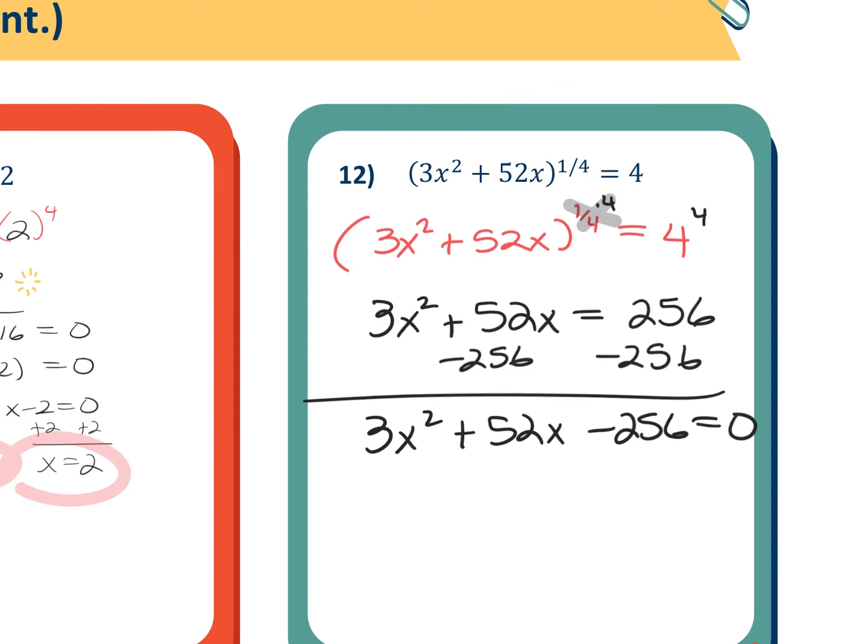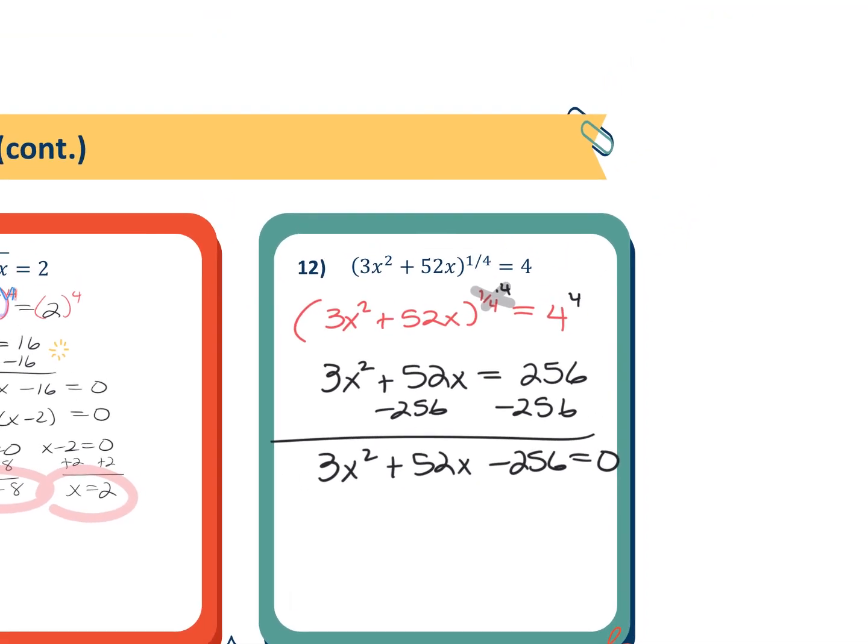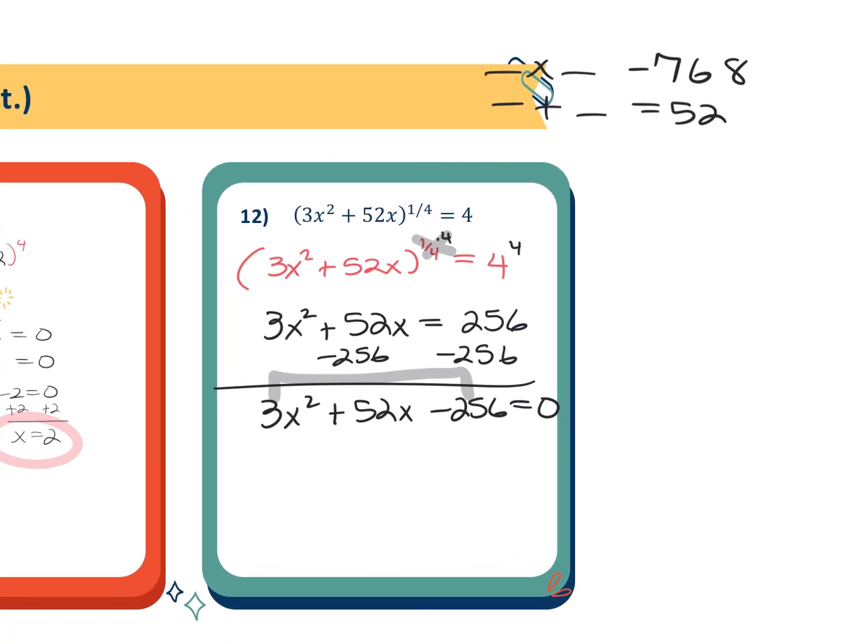Now, kind of large. We could factor by grouping, or we could guess and test, because the factors of 3 are just going to be 3 and 1. And then it would just be the matter of finding the factors of 256. But let me go ahead and do factor by grouping, because I know so many of my students love factor by grouping. So I'm going to multiply 3 and negative 256, and I get negative 768. So I have to find two numbers that'll multiply to give me negative 768, but who will add to give me 52.